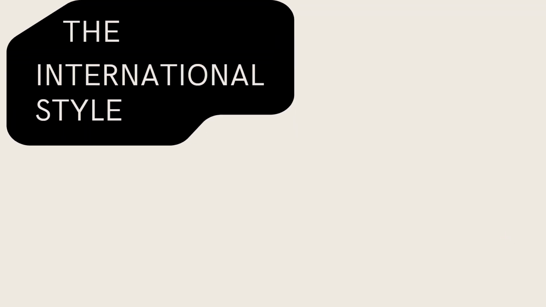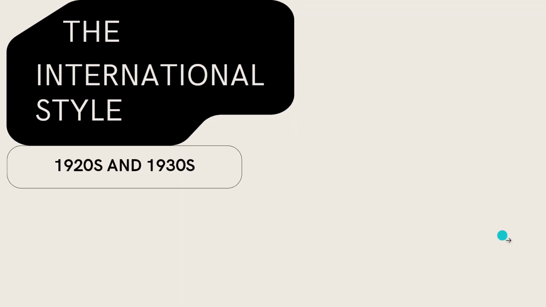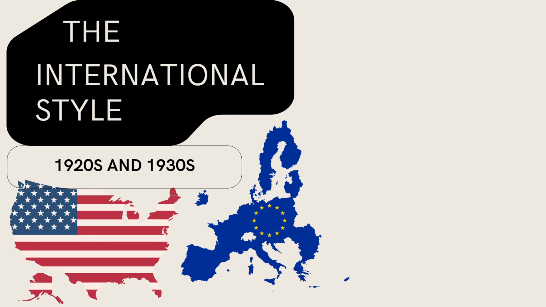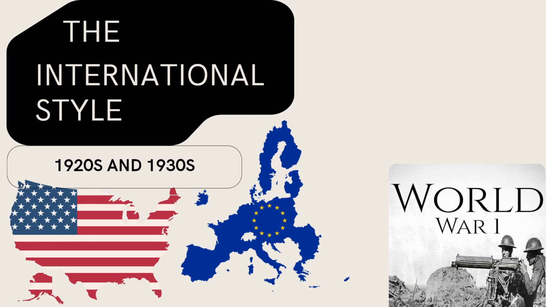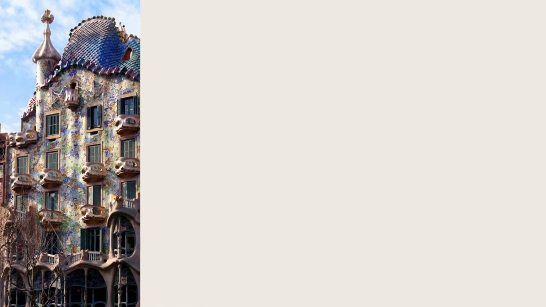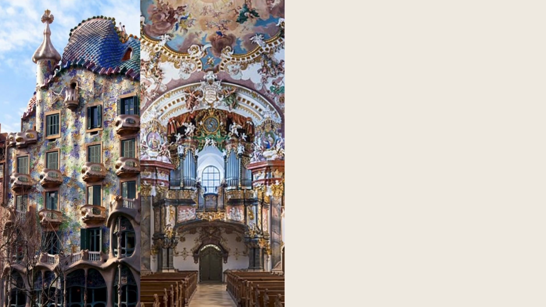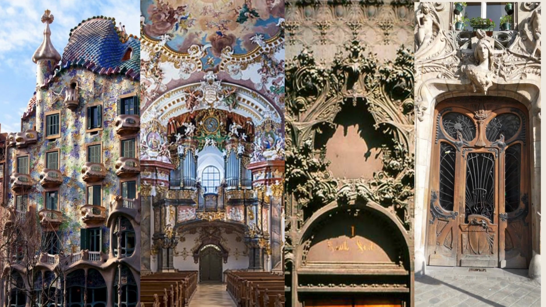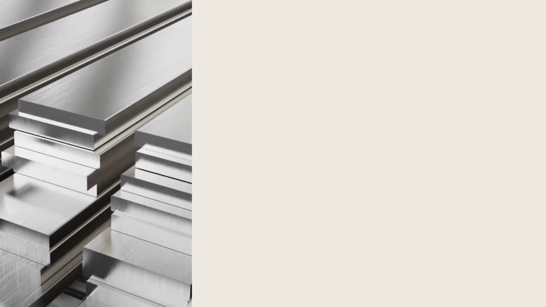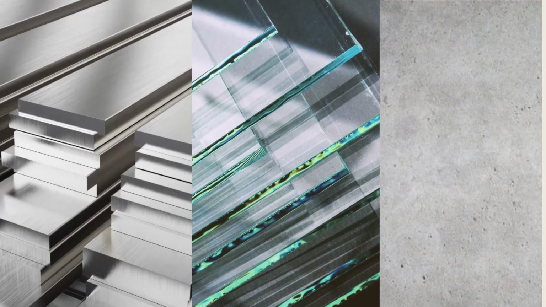The International style emerged in the 1920s and 1930s, primarily in Europe and the United States, as a response to the changing society and technology landscape following World War I. It aimed to move away from the ornate and eclectic architecture styles of the past, focusing instead on functionalism, minimalism, and the use of modern materials like steel, glass, and concrete.